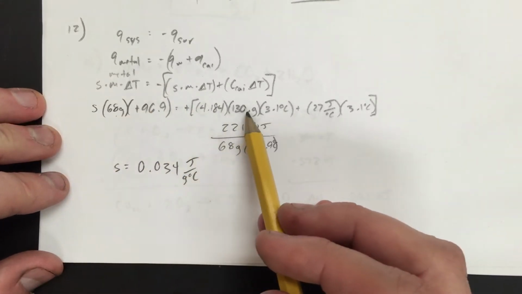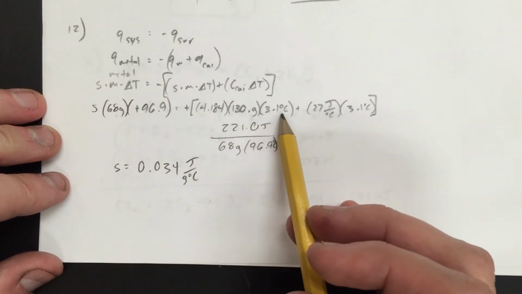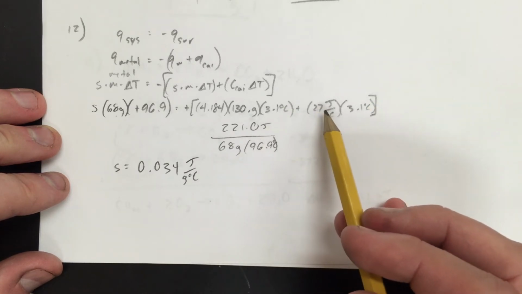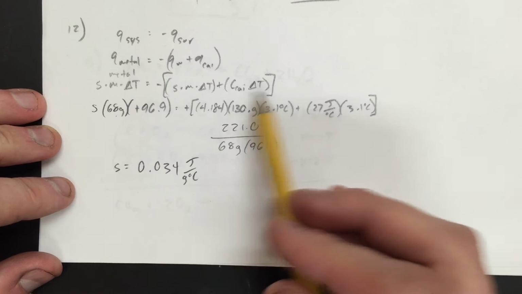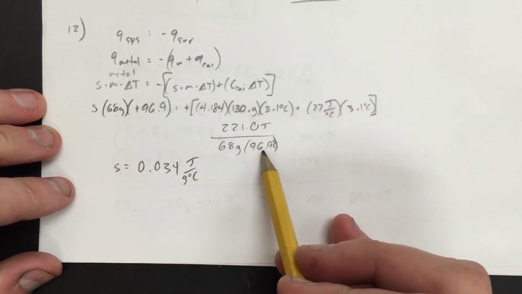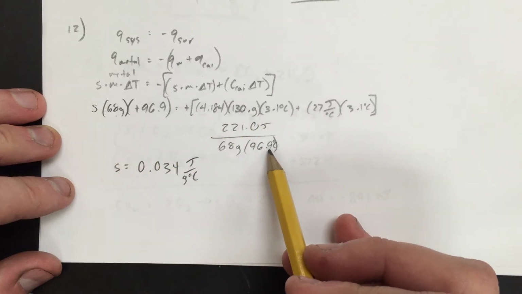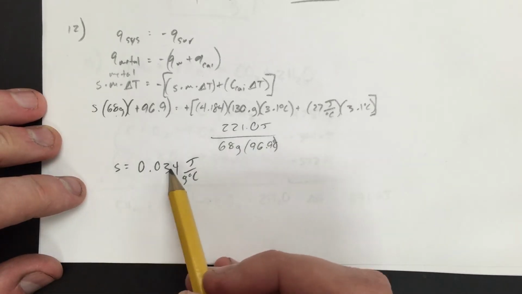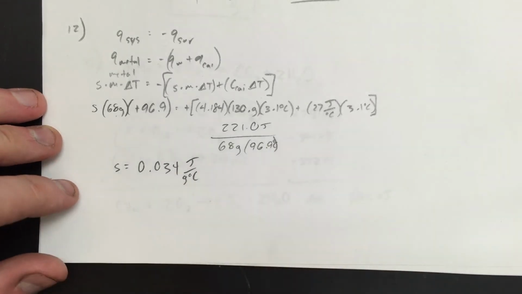Then we got 4.184, 130, and then 3.1 degrees Celsius for the water and the calorimeter, and the C for the calorimeter. So we crunch all that together, and then we divide by 68 and 96.9 degrees Celsius, and we get a very low number, and that's fine. We get 0.034 joules per gram degree Celsius.